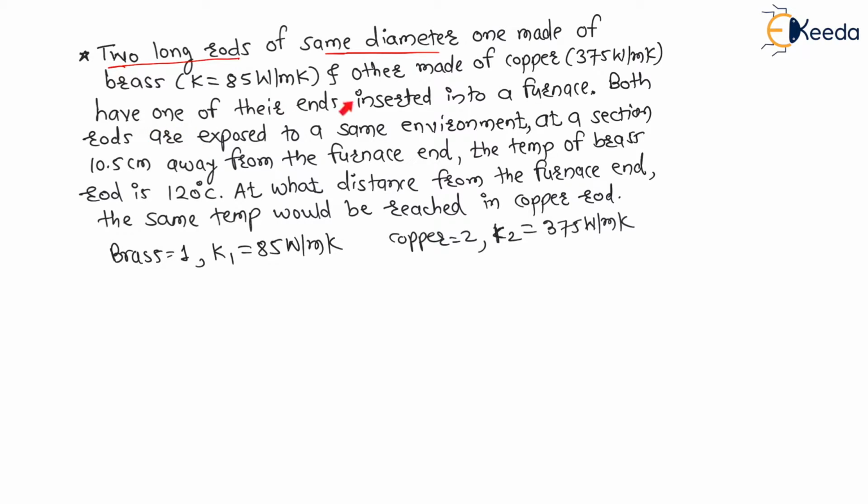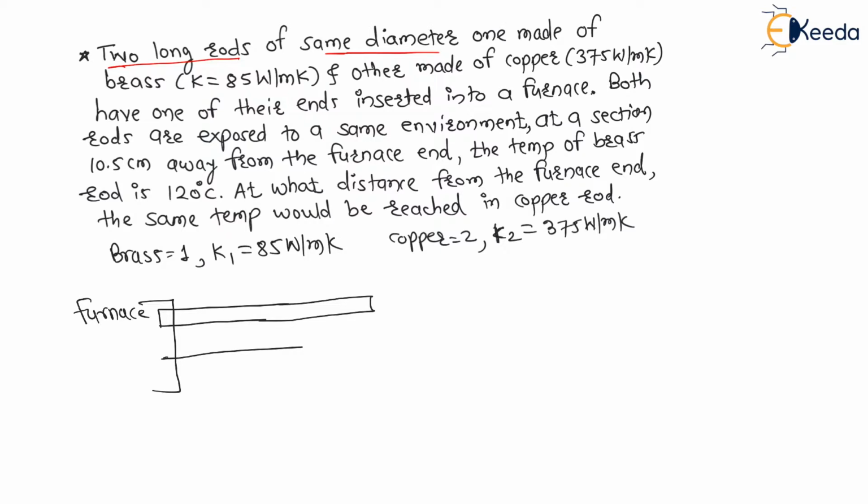Now two long rods of same diameter, one made of brass and the other made of copper, have one of their ends inserted into a furnace. Let us say here there is a furnace, and one end of both is in it. This is a brass rod, and here there is a copper rod, and both have the same diameter. The cross section is circular for both.